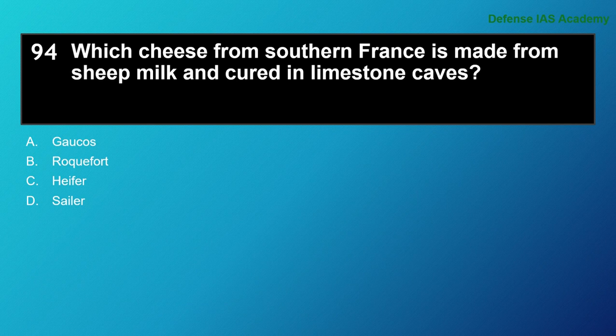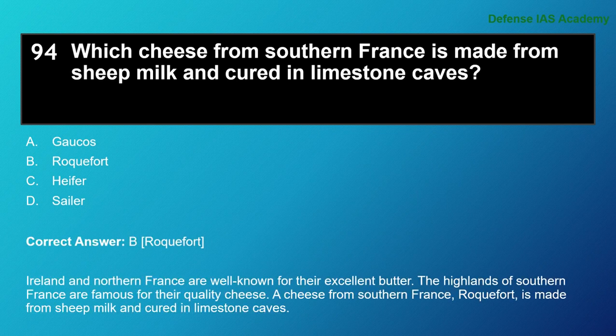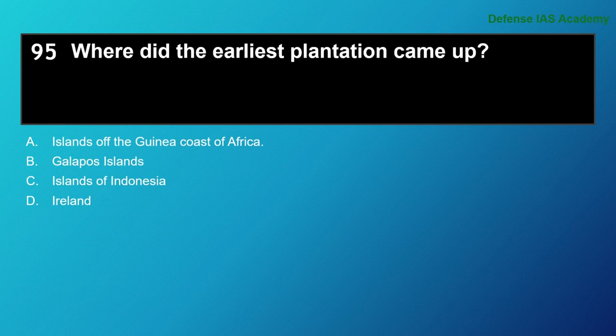Dairy farming is a highly specialized activity that requires more labor than crop farming. Unlike crop farming, there is no off season for a part of the year in dairy farming. A milk shed is a local area around a city that is supplying fluid milk to the city. Which cheese from southern France is made from sheep milk and cured in limestone caves? The answer is option B, Roquefort.